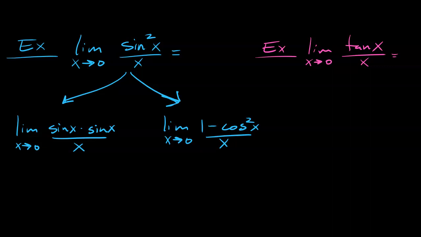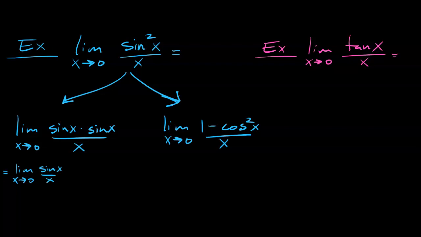That obviously is a totally different way to do it. So sine x times sine x over x. If you remember the property that if you have two limits multiplied, you can split them apart and do two separate limits. So what I'm going to do is write this as two separate limits.